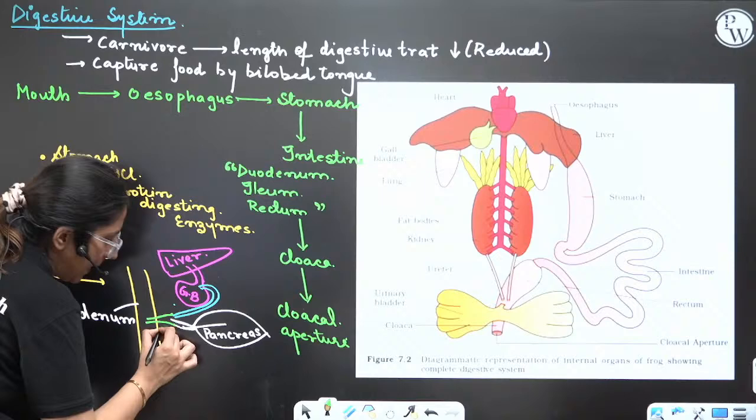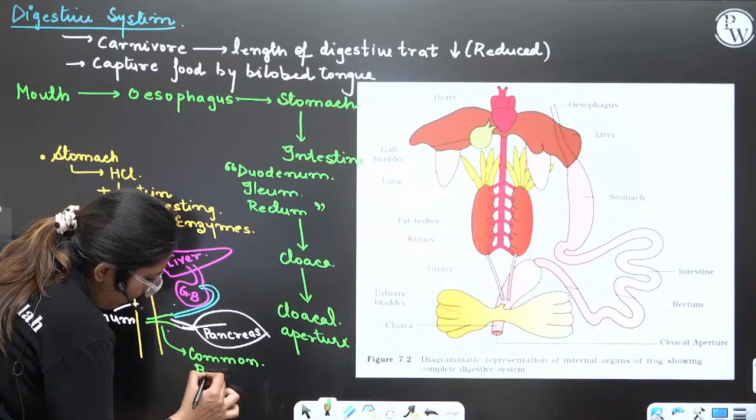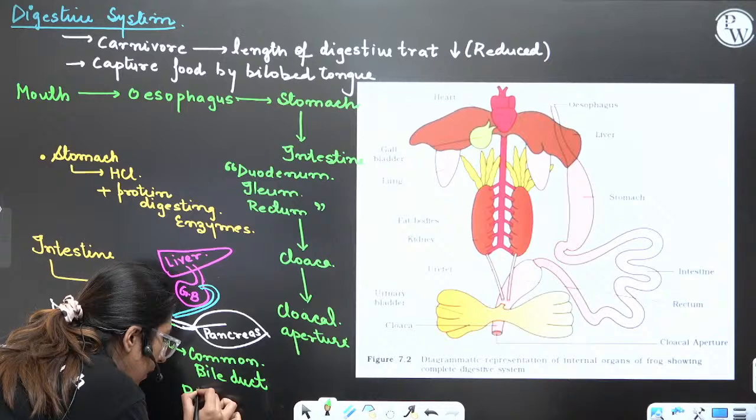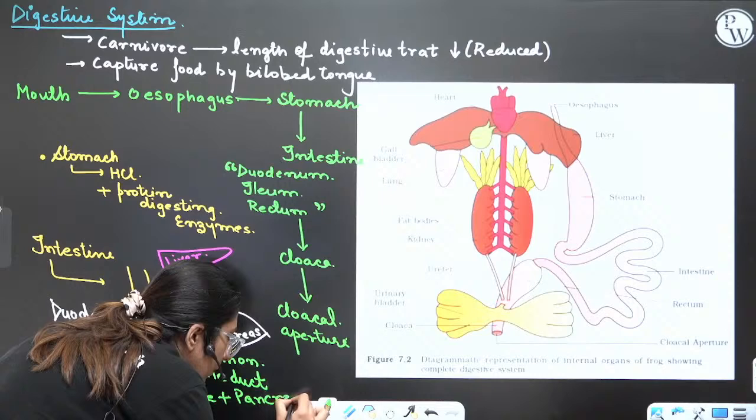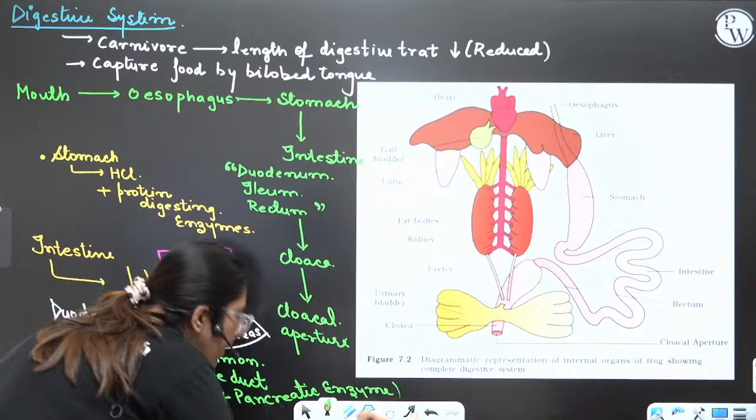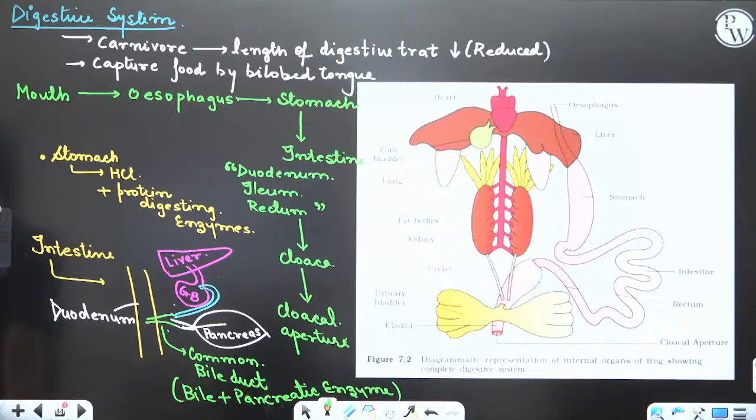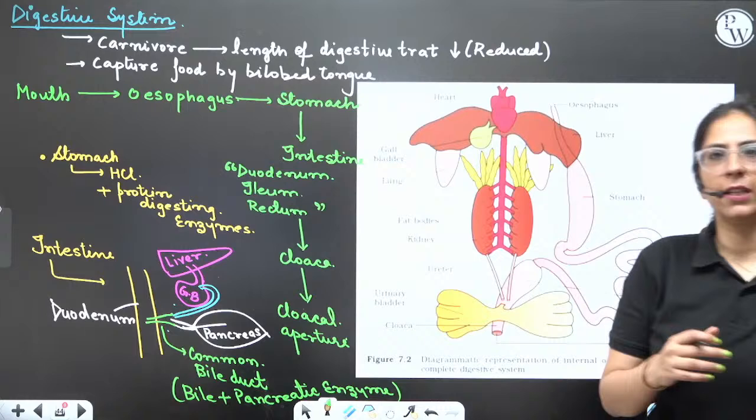What is this? This is the common bile duct, this is what your NCERT says. The bile plus pancreatic enzyme will enter into the duodenum, and pancreatic enzymes are the ones responsible for the digestion of carbohydrates and proteins. Is this point clear? Yes.